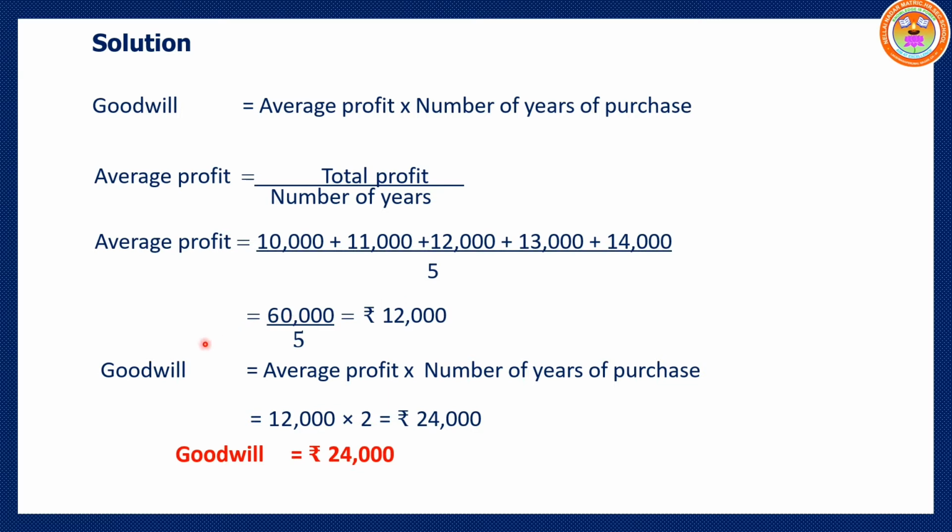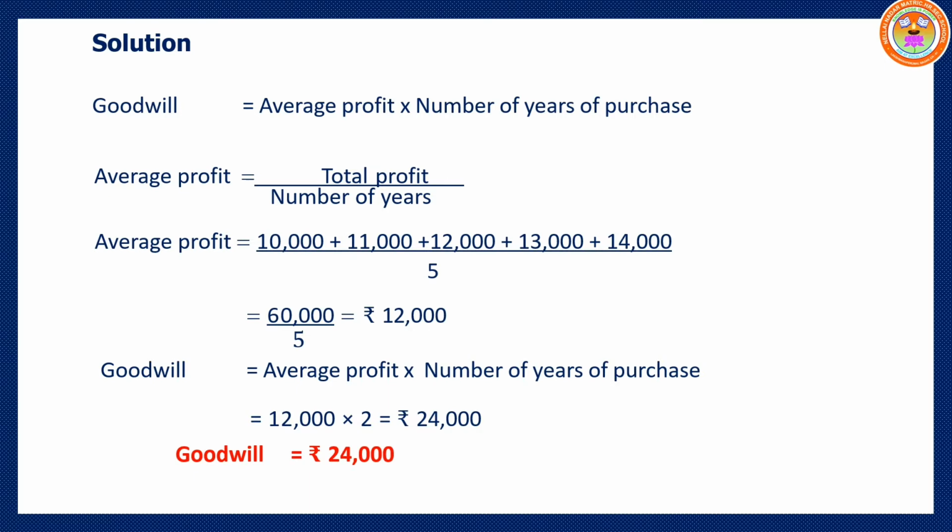Now we want to calculate goodwill. For finding goodwill, average profit into number of years of purchase. We got average profit 12,000. The number of years of purchase is already given in the question, 2 years purchase. You have to take this 2 from the question. So 12,000 into 2, 24,000. So the final answer: goodwill is rupees 24,000.